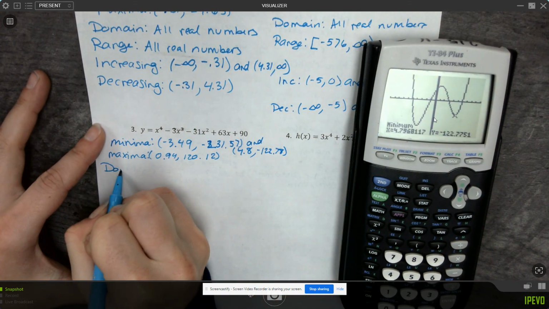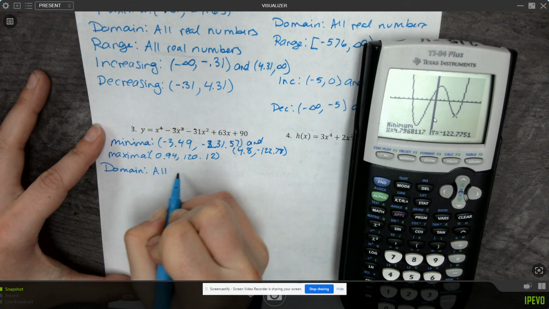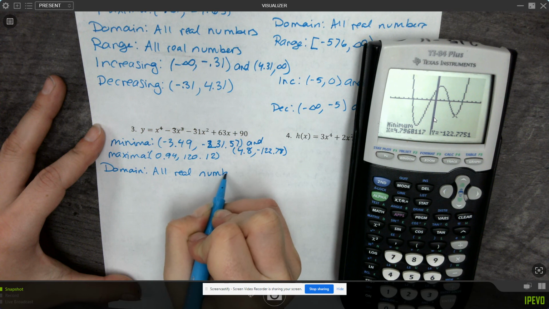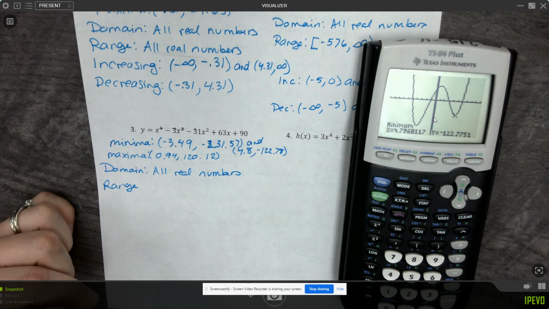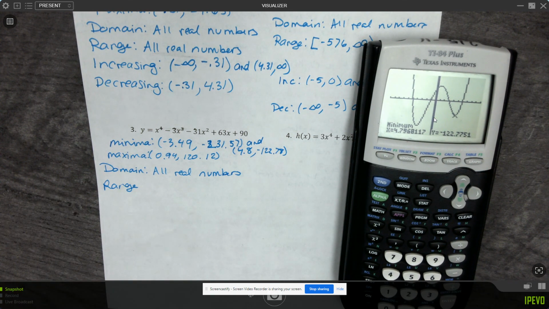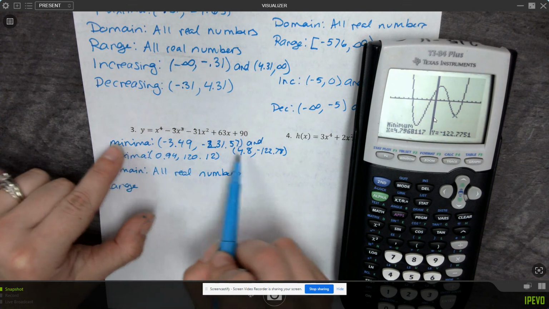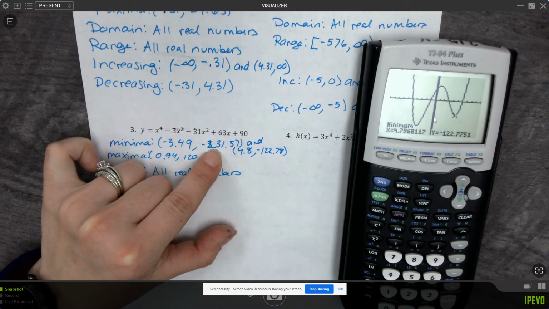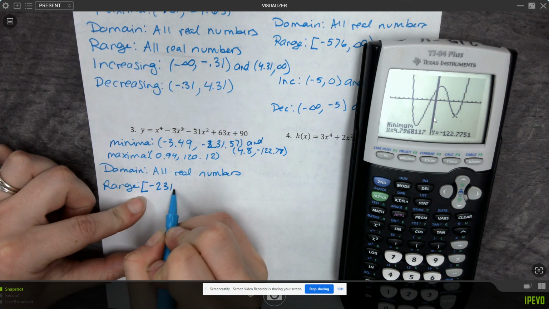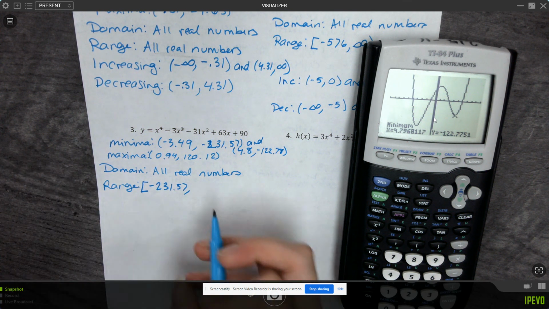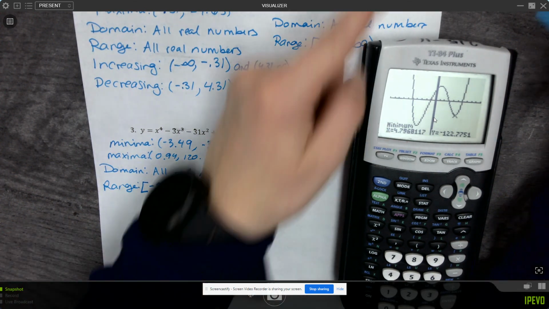Your domain. All right, come on. That one's easy. All real numbers. Your range. This one is not all real numbers for your range because it does have a lowest and a highest point. This one has a lowest location, which is this y value that was back here. So remember, when you look at your minima, you look at your y values, and your smaller one, the lowest one, is the one you're going to use. So bracket, because we actually reach negative 231.57 until we go up forever, infinity, right? Going up forever.